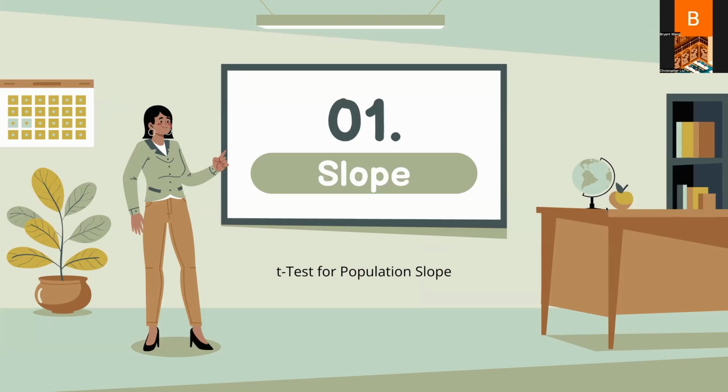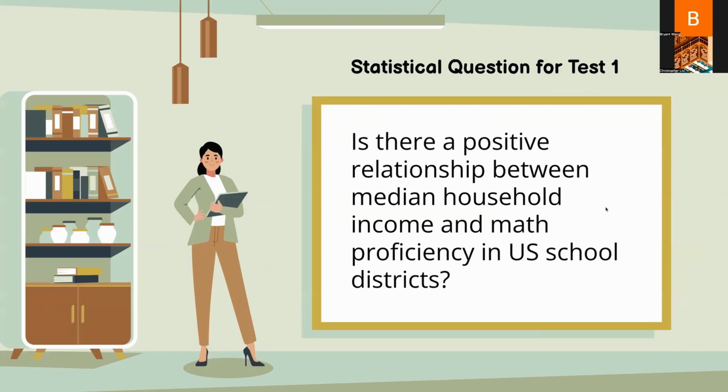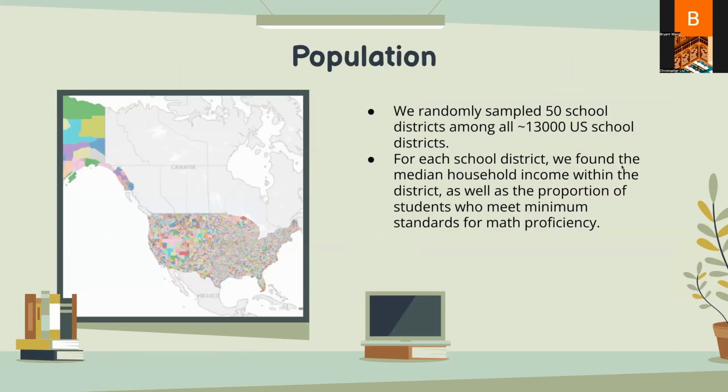So the first method we used was a t-test for population slope. The statistical question we used was, is there a positive relationship between median household income and math proficiency in US school districts? We randomly sampled 50 school districts among all of about 13,000 US school districts. For each school district, we found the median household income within the district, as well as the proportion of students who meet minimum standards for math proficiency.